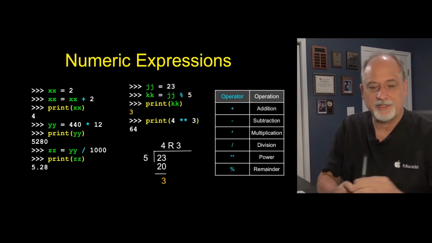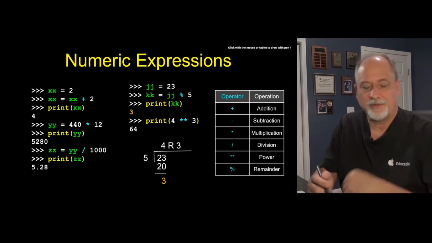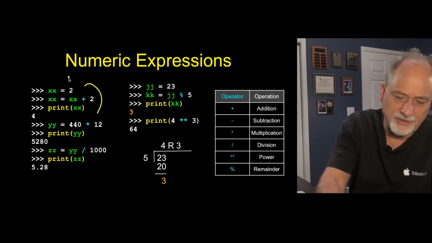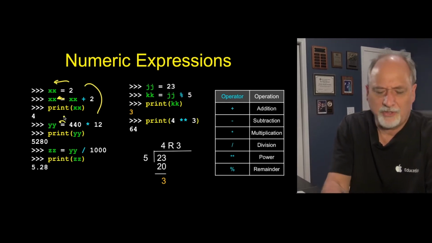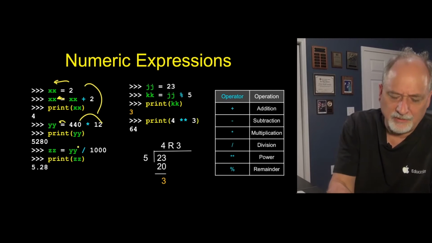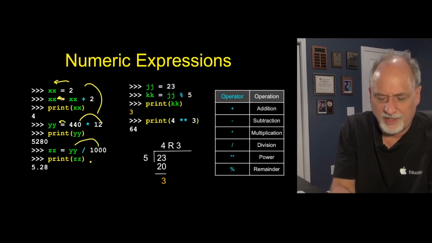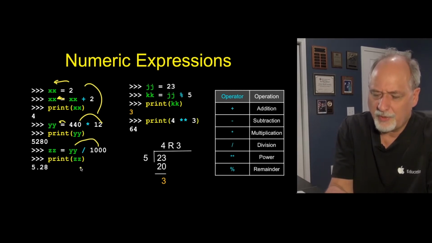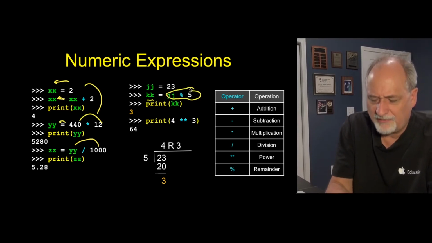So here's a whole series of little examples of this. We've already seen the plus, x equals x plus 1. Keep remembering that these assignments are arrows, basically. Arrow, arrow, they have a direction. Multiplication, 440 times 12. Dividing this by, that's division, over 1,000, 5.28. Here we're going to put 23 into JJ, and then we're going to do modulo. That says, take 23, divide it by 5, and give me back the remainder and put it in KK. So this is the expression that evaluates like this.